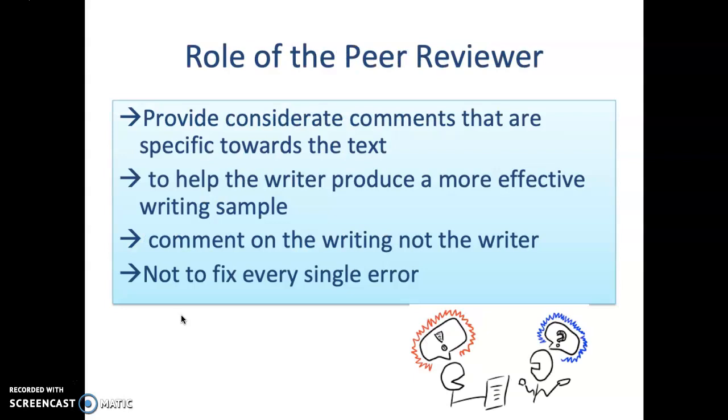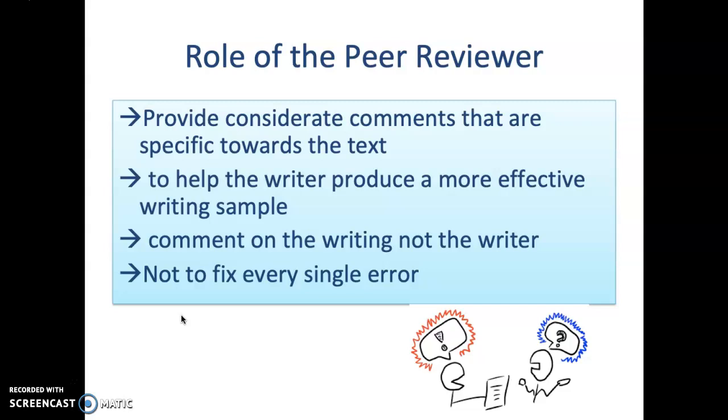Role of the peer reviewer. The peer reviewer provides considerate comments that are specific towards the text. So considerate, I mean, not always sugarcoat it, but try to be polite as possible, but also, when something is not working out, also tell them in a polite manner. And then to help the writer produce a more effective writing sample, and then comment on the writer's writing, not the writer, and then not to fix every single error.